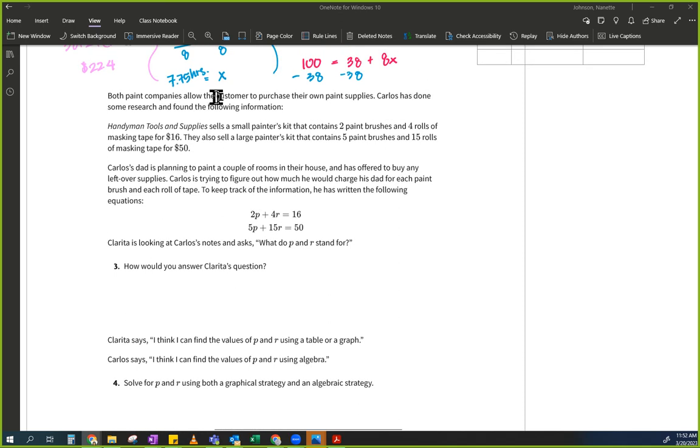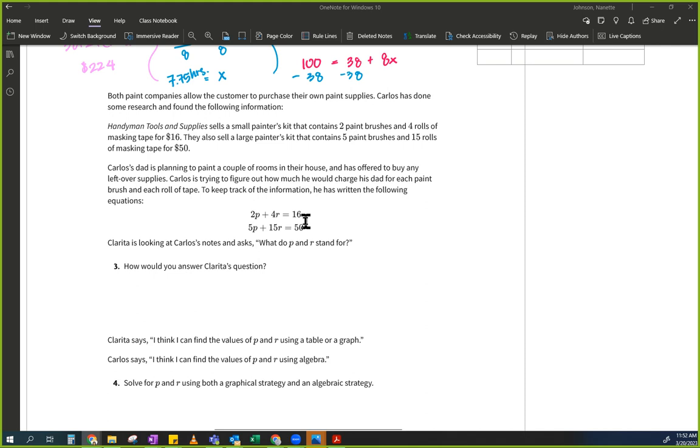So it says both paint companies allow customers to purchase their own paint supplies. Carlos has done some research and found the following information. Handyman Tools and Supplies sells a small painter's kit that contains 2 paintbrushes and 4 rolls of masking tape for $16. They also sell a large painter's kit that contains 5 paintbrushes and 15 rolls of masking tape. Carlos's dad is planning to paint a couple of the rooms in their house and has offered to buy any leftover supplies. Carlos is trying to figure out how much he would charge his dad for each paintbrush and each roll of tape. To keep track of the information, he has written this.